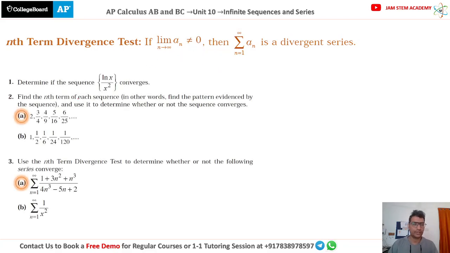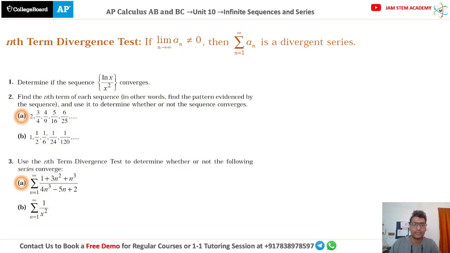I'll solve this one first. 2/1, 3/4, 4/9, 5/16, 6/25 and so on. So first we need its general term. Can you see the pattern? Yes, 2/1, 3/4, 4/9, 5/16.